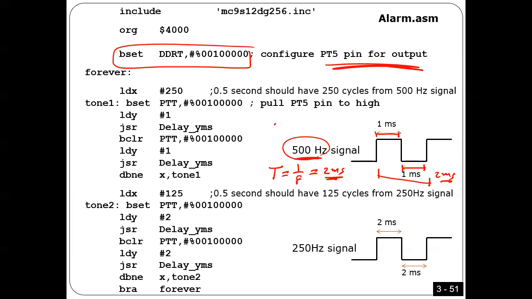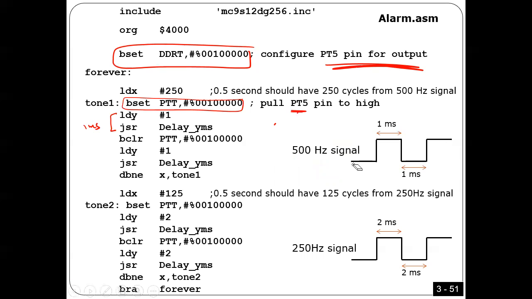Okay, and that's what I did. Look what I did here, guys. Pull BT5 high, wait 1 millisecond, and then pull it low and wait 1 millisecond. So from here to here, I'm going to generate 1 cycle. High, wait 1 millisecond. Low, wait 1 millisecond. This part is going to generate only 1 cycle. Is that okay? This cycle should be 500 hertz.